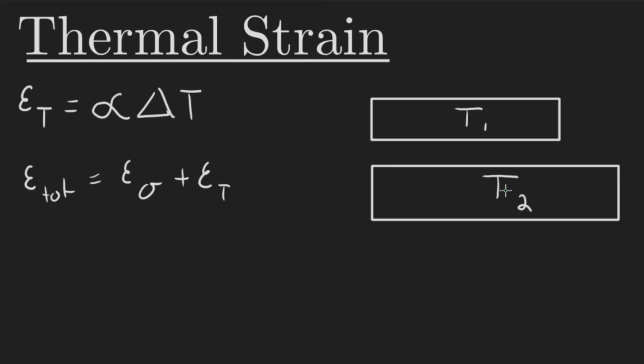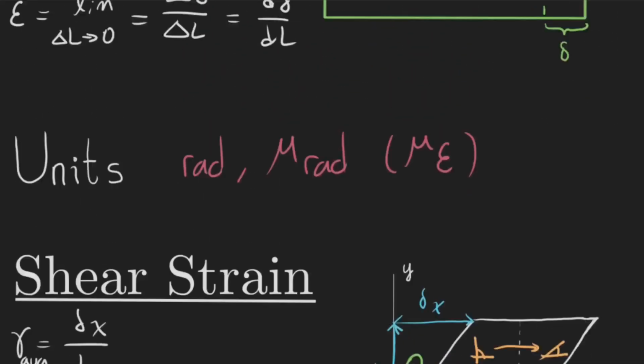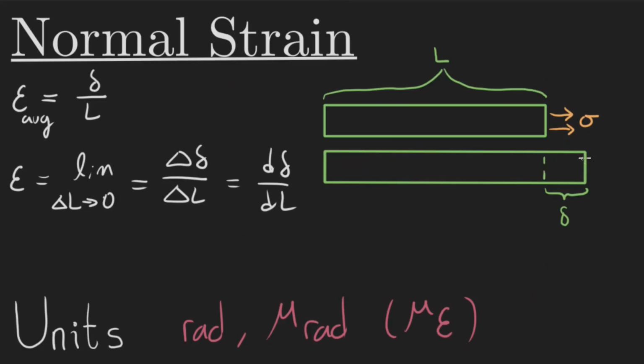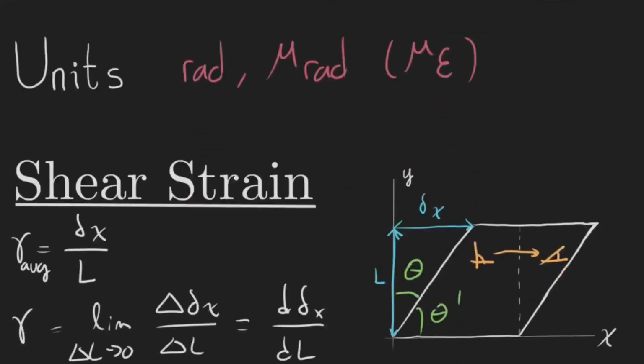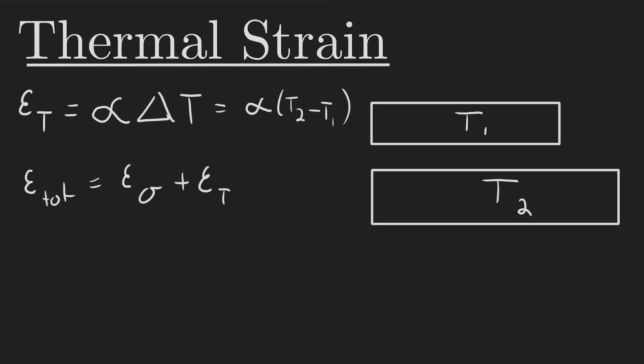So if I have a T1 to T2 right here, this would just be alpha, which is usually going to be given, times our T2 minus our T1. And the thing about thermal strain is that these all had directions, right? Like our shear strain is in the shear direction. Our normal strain makes it either elongate or compress. And our thermal strain, however, is going to act in all directions. If we're talking about an isotropic material, the strain is going to be the same in every direction.